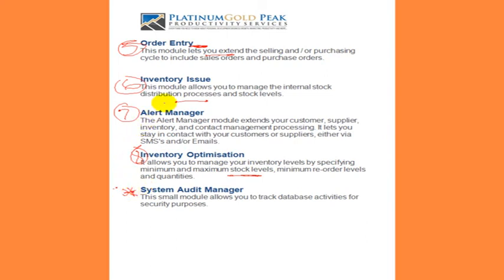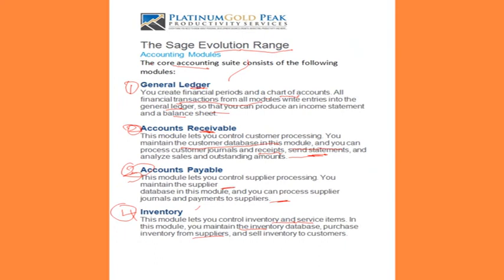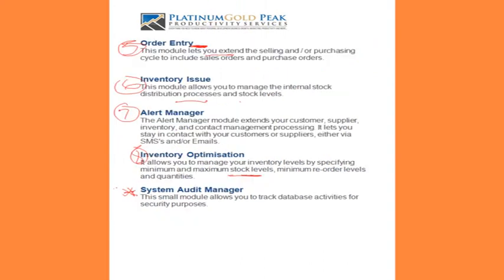So all these are what we have under the core modules in Sage Pastel Evolution, starting with the general ledger, accounts receivable, accounts payable, inventory, order entry, inventory issue, alert manager, inventory optimization, and also the system audit manager. This is just allowing us to familiarize ourselves with some terms and also the modules. As we go ahead, we'll see the practical aspect of this. So in the next video, we'll be looking at the add-ons modules and the stand-alone modules.